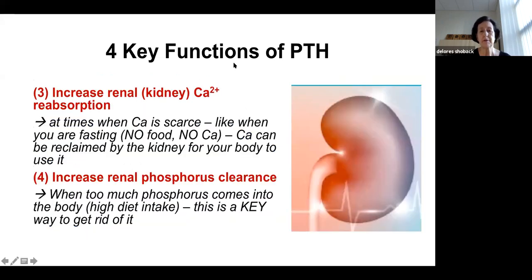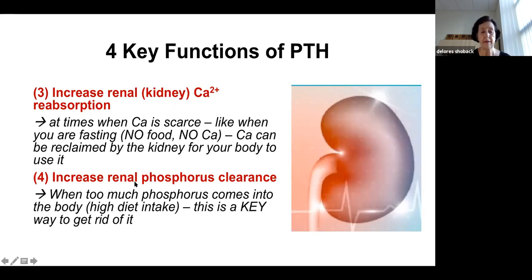And then there's 2 important functions of PTH that act on our kidneys. One is to bring calcium back into the body. So that kind of seems counterintuitive, but think about it. At times when calcium is scarce, and that's like when you were asleep, when you're fasting, no food's coming in, no calcium's coming in, you're not taking your pills or your supplements. So the kidney, under the influence of PTH, can bring any calcium that it's about to excrete into the urine back into the body. So that's a reabsorption critical process.